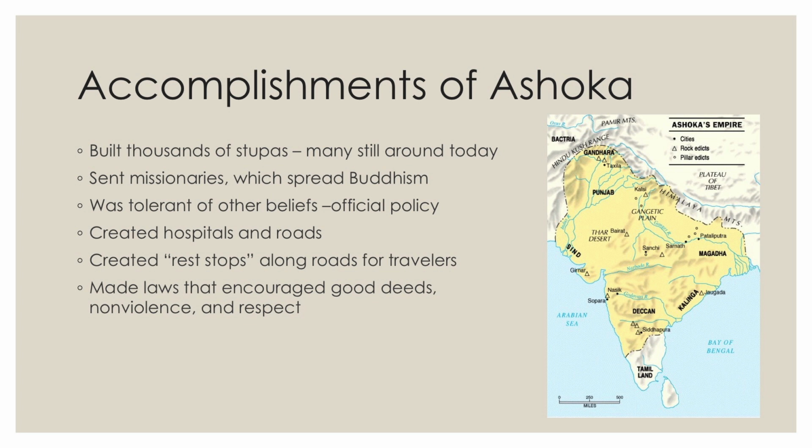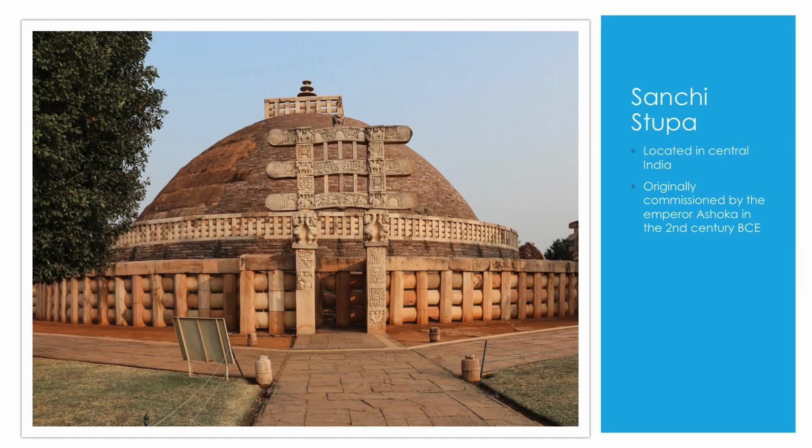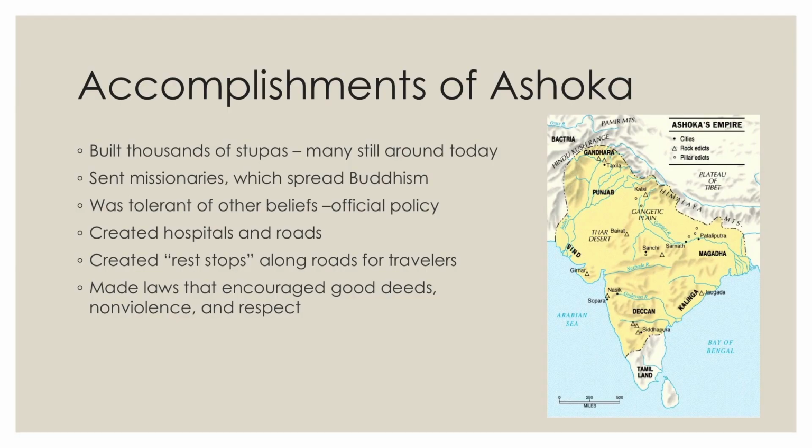Ashoka's religion, Buddhism, was very important to the way that he ruled. As leader, he built thousands of stupas, which are Buddhist temples, and many of them are still around today. He sent missionaries out, which spread Buddhism from a local religion into a world religion. However, he was also tolerant of other beliefs, and although he favored Buddhism, his official policy was that others could practice their religions.